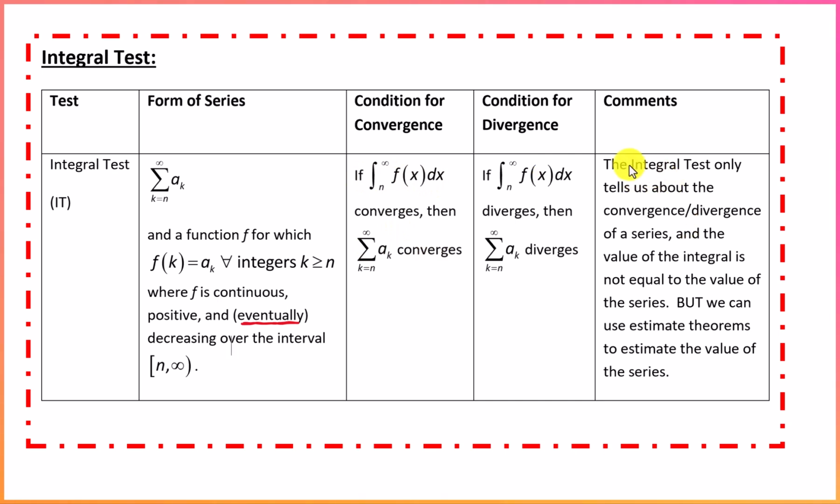Now, quick note, a couple little comments. Again, remember in our table of tests, we will also have some comments that we'll want to consider when we're applying the test. The integral test is only telling us about the convergence and divergence of a series. If we get convergence, we will have a value for the integral. The value of that integral is not equal to the value of the series, but we have what are called estimate theorems or remainder theorems that we can use to estimate the value of the series, but it is not equal to the value of the integral.